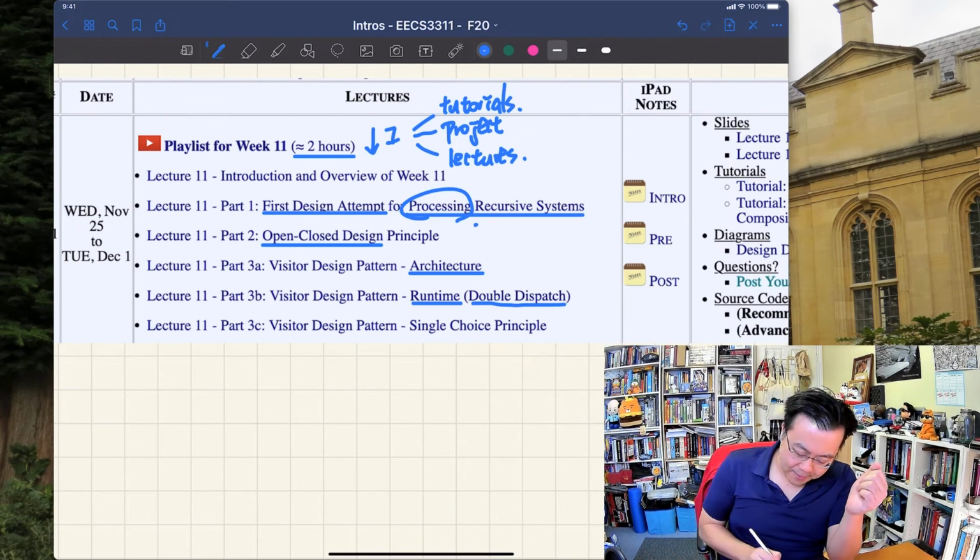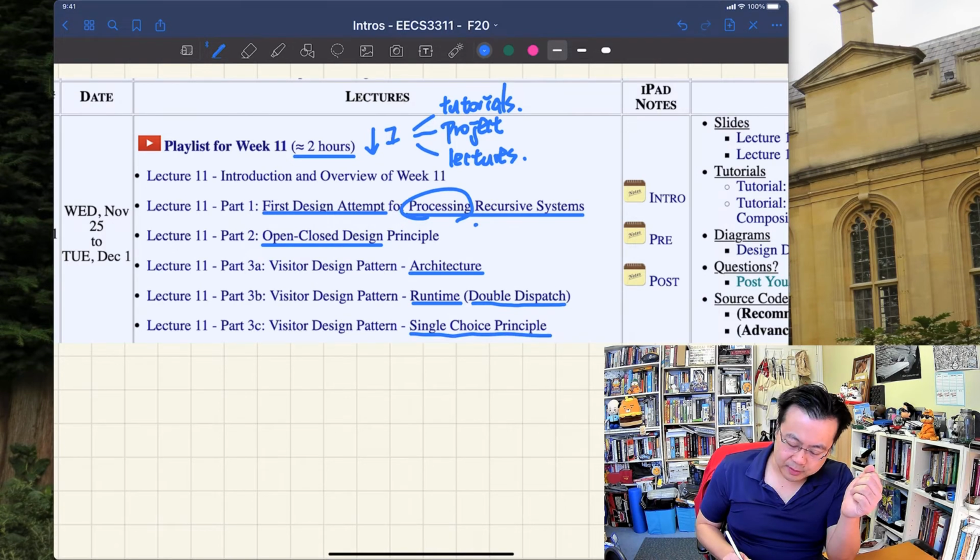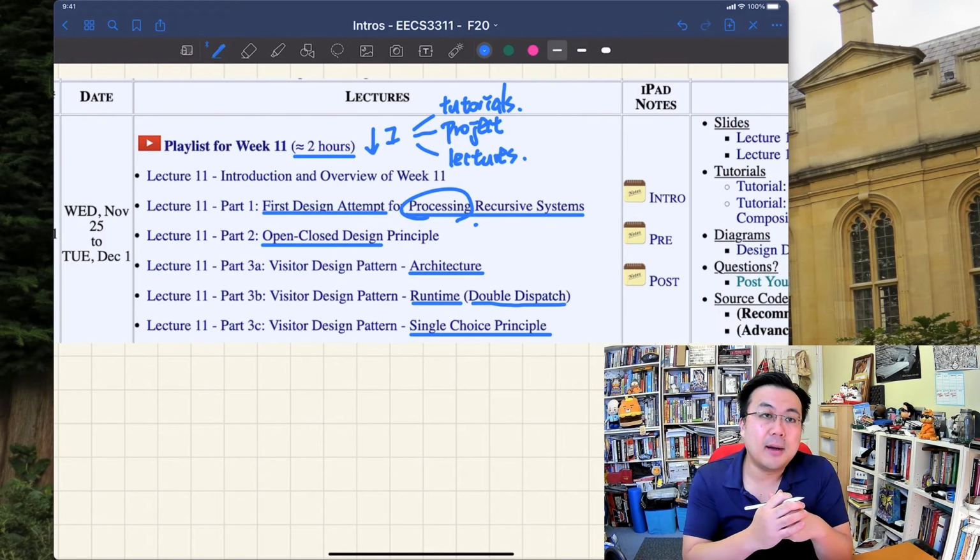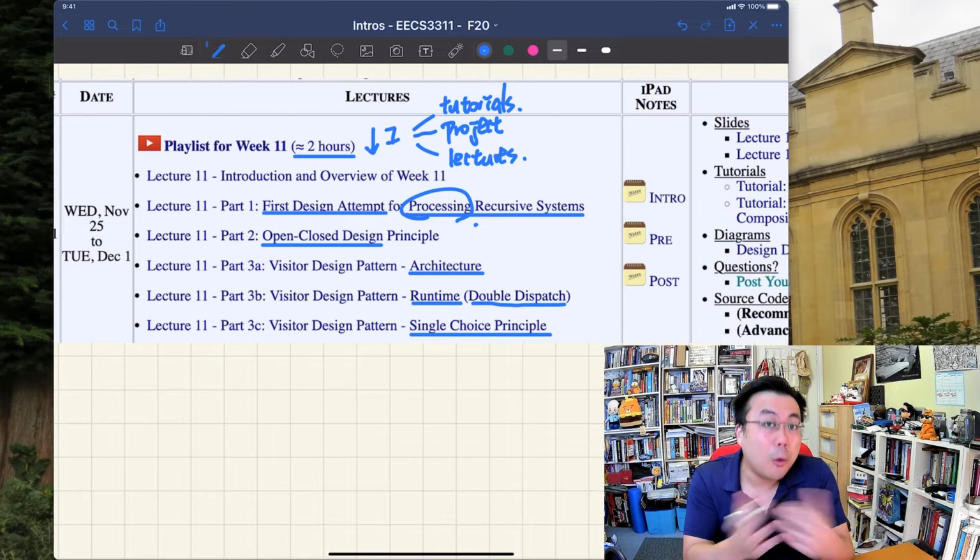And then we'll revisit the visitor pattern by talking about the single choice principle. So just want to judge to see whether the visitor pattern is really the way to go always, or maybe there should be some limitation and some assumption you have to make. So that will be the flow for this week.